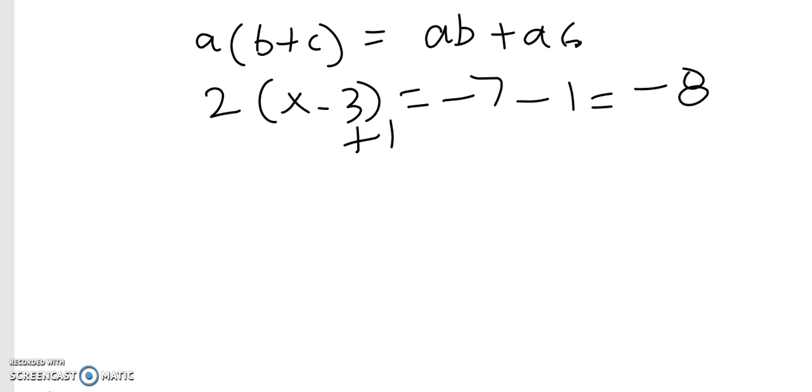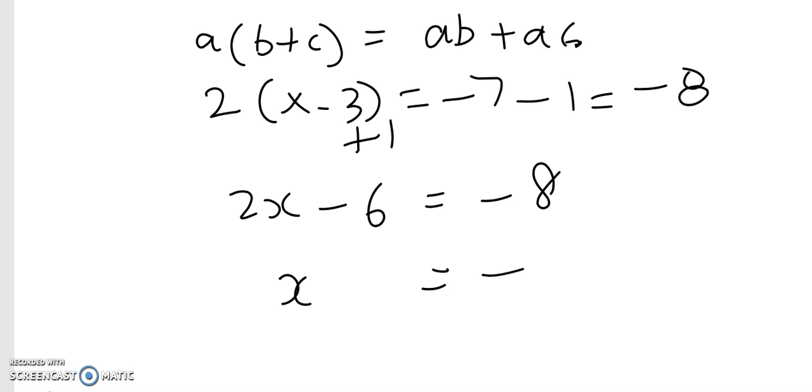Okay, or it becomes 2x minus 6 is going to be equal to minus 8, or x will be equal to minus 1. So you can do the math on this. I want you to do a math.